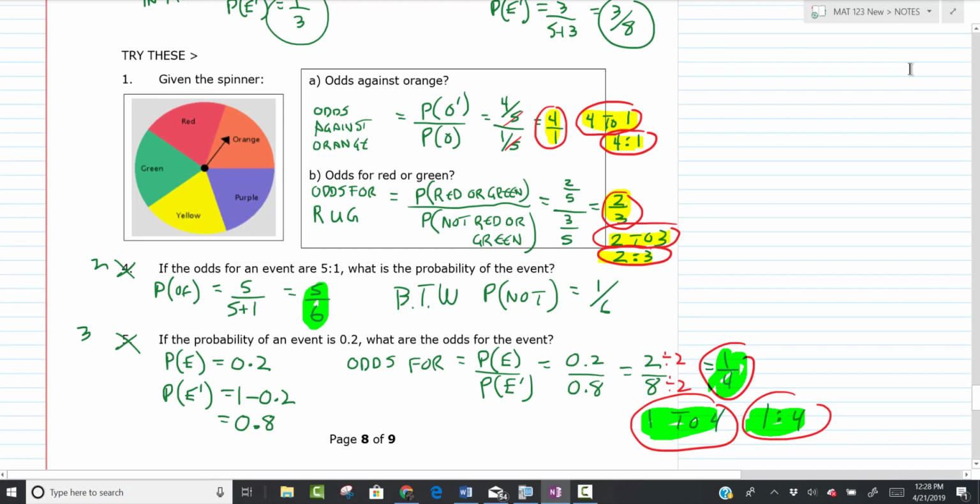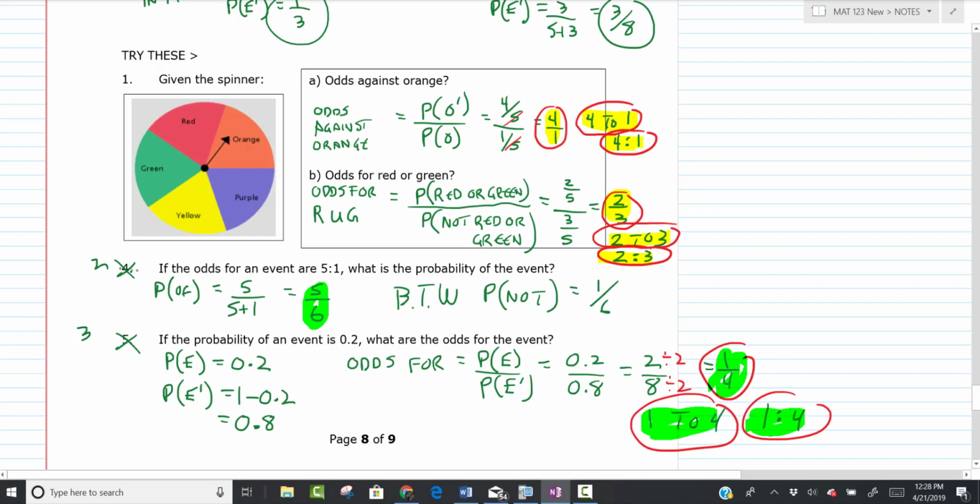Okay, so you want to go ahead and check your answers and see what I did. I'll go over these in just a second, so I'm just going to read out what I got. The odds against orange, you can write as 4 over 1, 4 to 1, or 4:1. The odds for red or green, you could write as 2 over 3, 2 to 3, or 2:3.